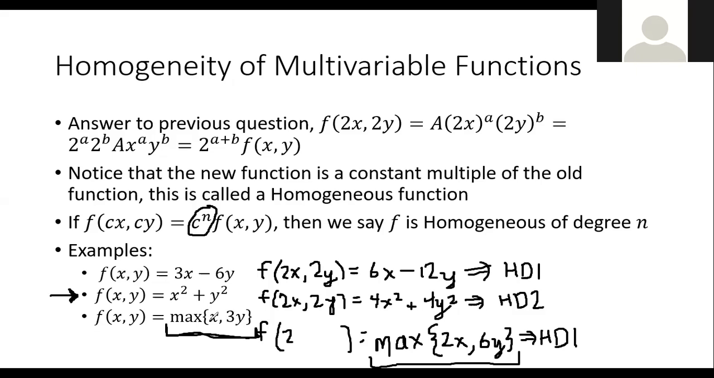I mean, if x is bigger than 3y, then this will be x and this will be 2x. It's double. If 3y is bigger than x, then this will be 3y, this will be 6y. It's still double. Either way, it's doubled. That's what it means to be homogeneous of degree 1. It means when I doubled all of the inputs, the output is doubled. So a maximization function or a minimization function, both of those types of functions are homogeneous. Well, I should say, of course it depends.